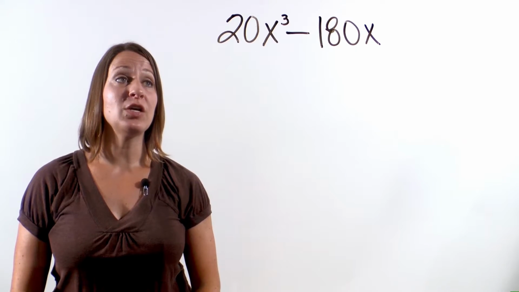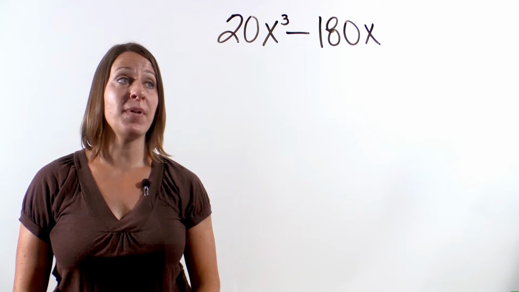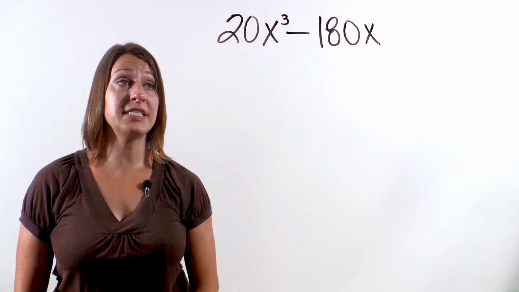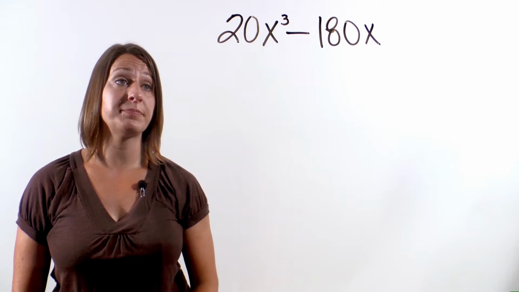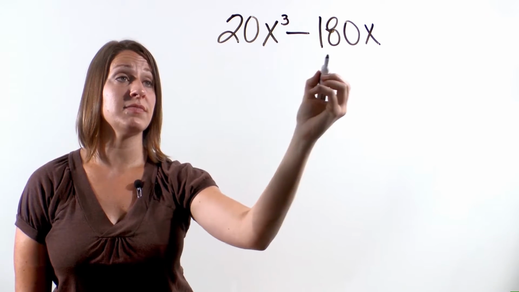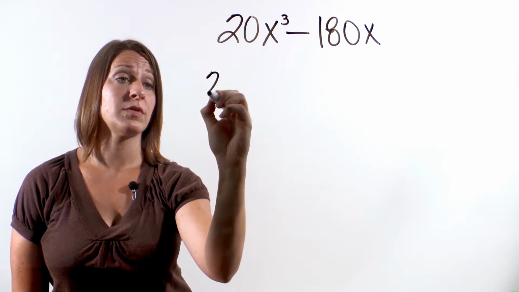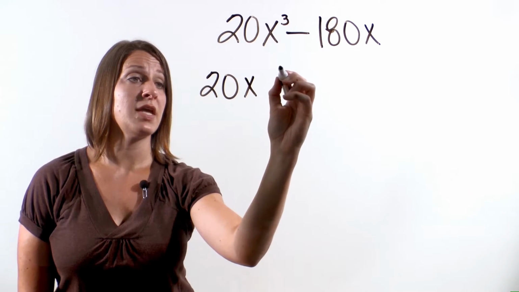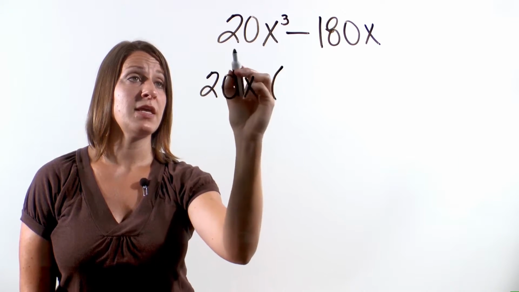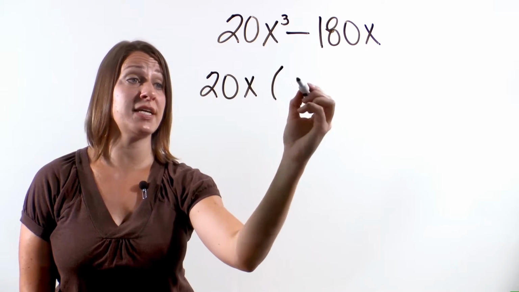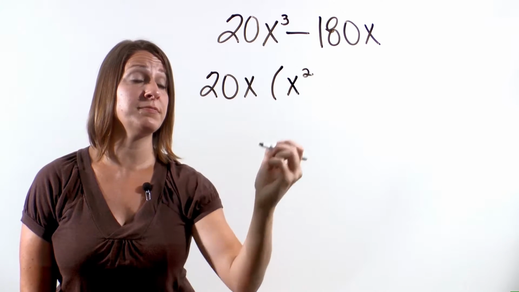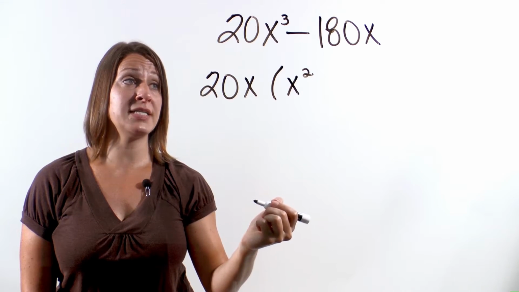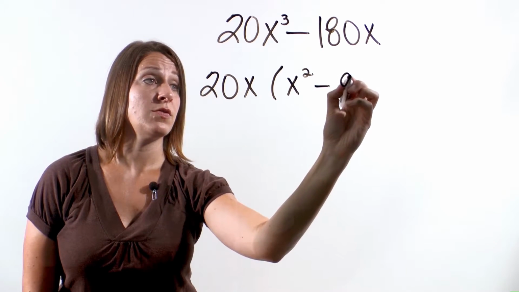Let's look at this example. 20x cubed minus 180x. The first thing we're going to do is see if both of these terms have something in common. They both share an x, and they're both divisible by 20. So we're going to write 20x on the outside, and in the parentheses, when we factor out a 20x from 20x cubed, we're left with an x squared. When we factor 20x out of the minus 180x, we have minus 9.